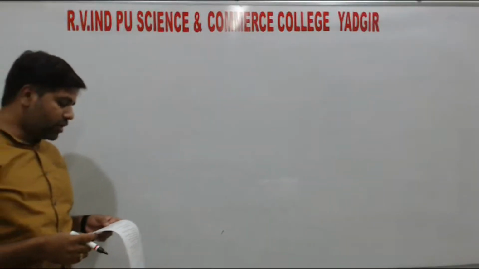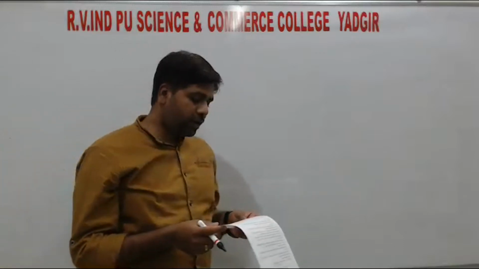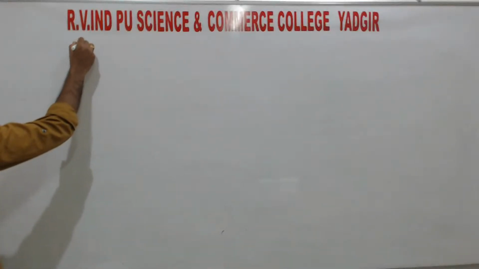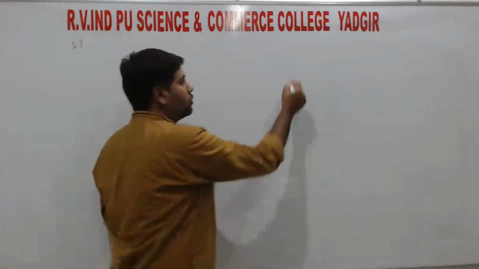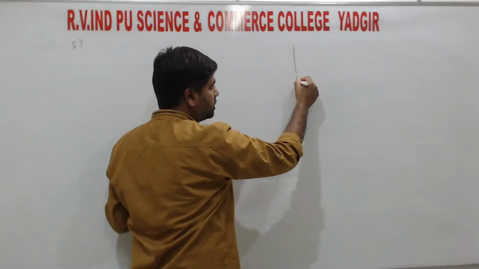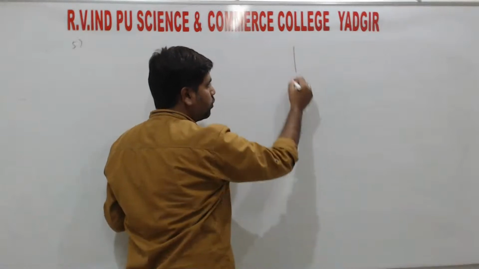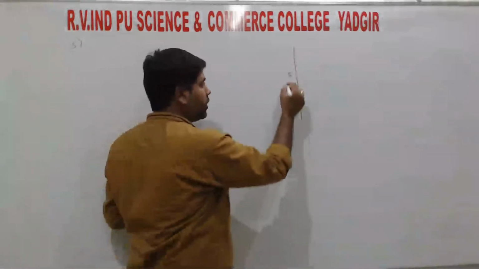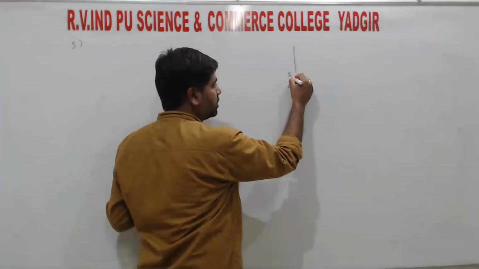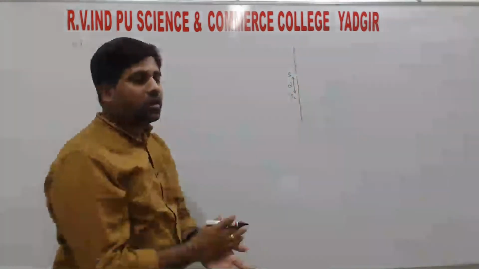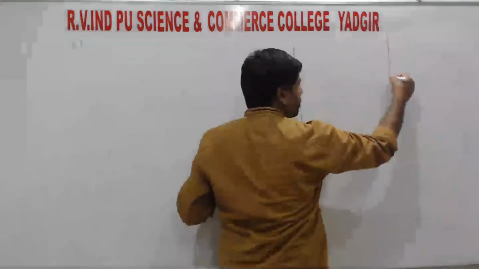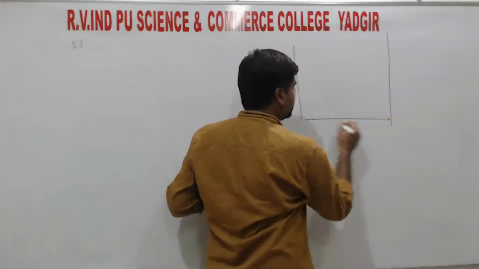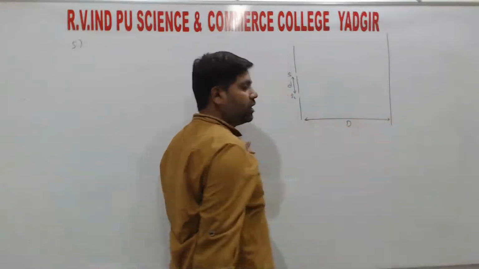So the fifth one is to derive the expression for the fringe width of the interference pattern in Young's double slit experiment, right? This is from wave optics. So consider two slits S1 and S2 separated by a small distance d. We keep a screen at a distance capital D from the slits.